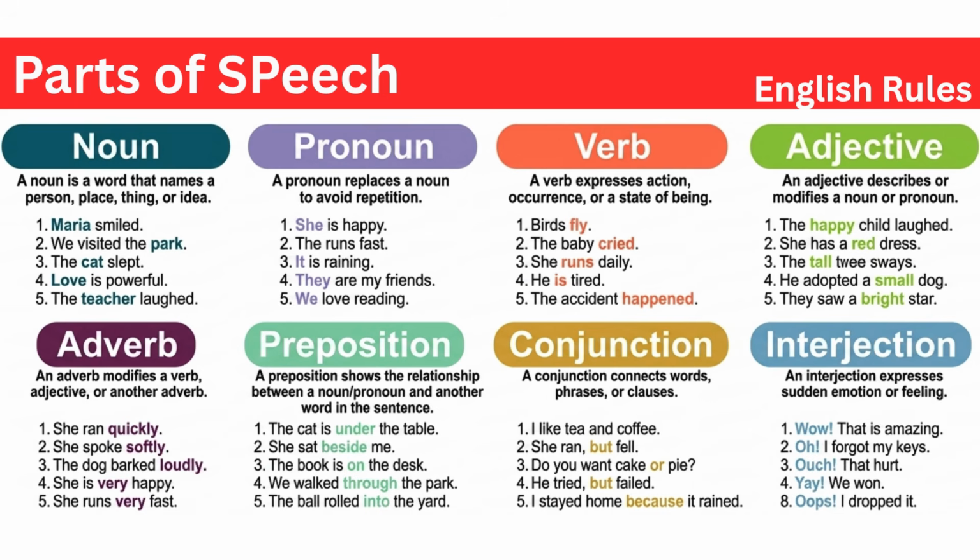Adverb modifies a verb, adjective, or another adverb, like quickly, softly, very. Preposition shows relationship and location, like under, on, through. Conjunction connects words, phrases, or clauses, like and, but, because. Interjection expresses sudden emotion or feeling, like wow, ouch, oops.